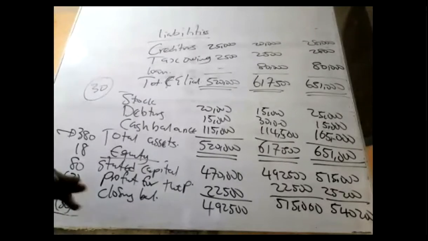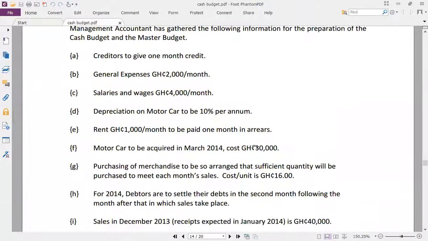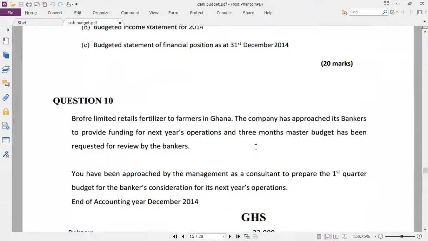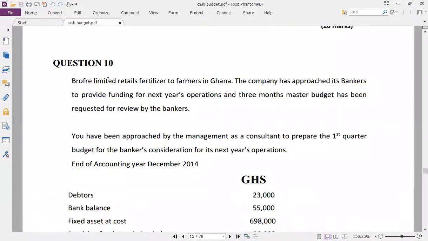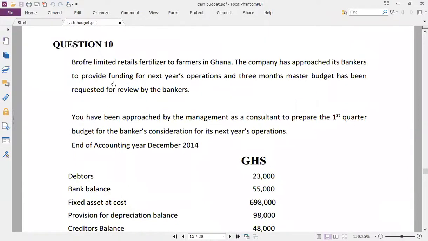Let me know your response about it. Unfortunately, this has not been solved. Okay. Question number 10, Buffer Limited. Buffer Limited retails fertilizer to farmers in Ghana. The company has approached its bank to provide funding for the next year's operation, and a 3-month master budget has been requested for review by the bank.